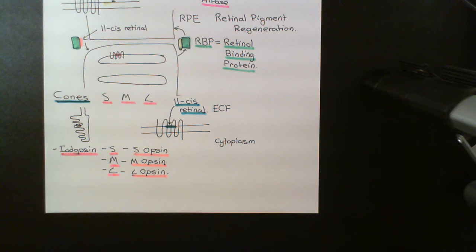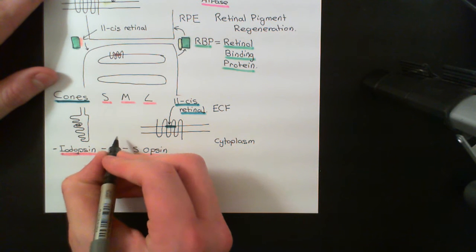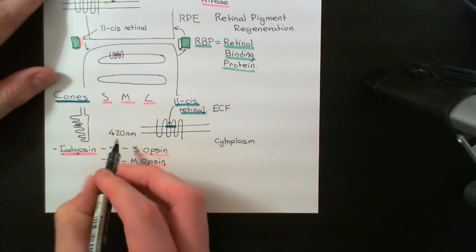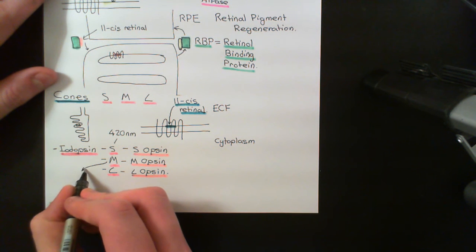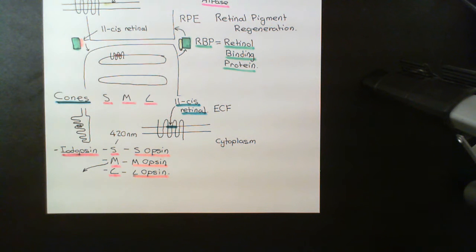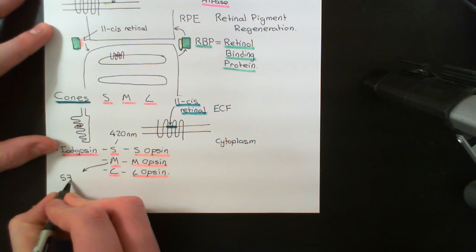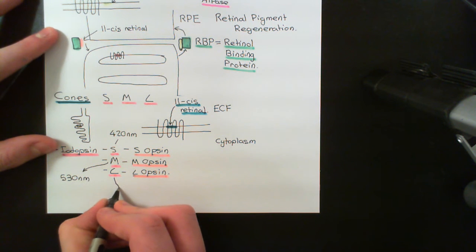Right, so these different types of iodopsin have different preferences for which photon wavelengths will activate them best. For S-iodopsin, the wavelength of light that is best absorbed is at around 420 nanometers, which is of course in the blue-violet portion of the visible electromagnetic spectrum. For M-iodopsin, the wavelength of light that is absorbed best, the peak absorbance, is at 530 nanometers, which is in the sort of greeny region of the visible electromagnetic spectrum.